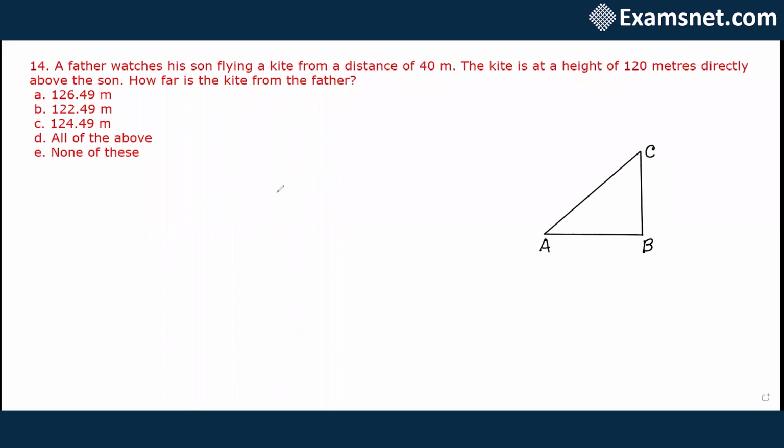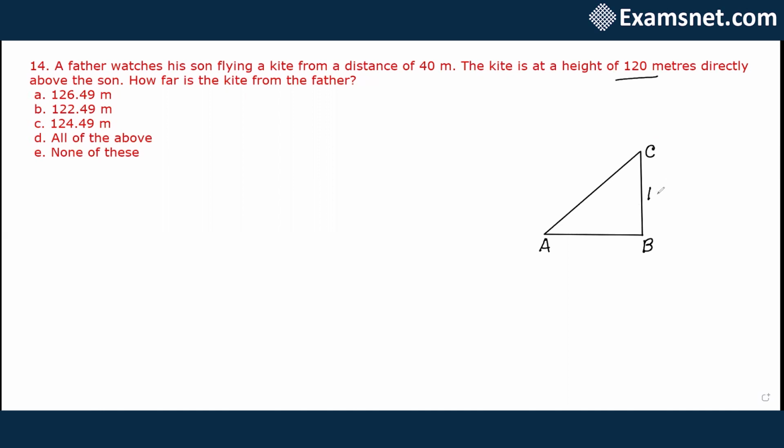Question number 14 states that a father watches his son flying a kite from a distance of 40 meters. The kite is at a height of 120 meters directly above the son. How far is the kite from the father? Look, I have already done with the construction. Let's say at the point A, the father is standing, and at the point B, the son is standing and flying the kite, and C is the position of the kite, at a height of 120 meters from the ground.